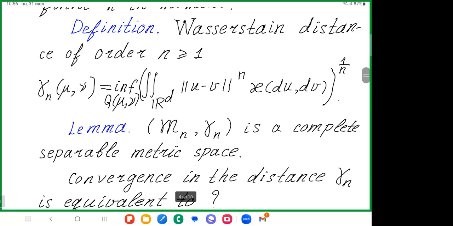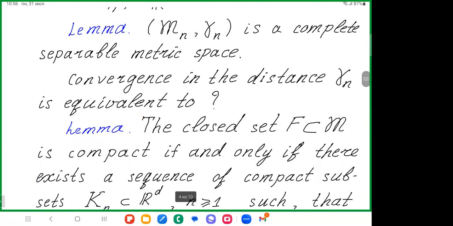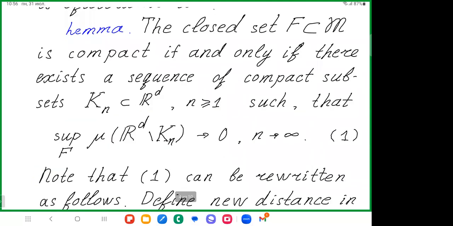So here is the answer. For example, in the case of gamma_0, you know the well-known Prokhorov theorem: a closed set F in M is compact if and only if there exists a sequence of compact subsets K_n such that, uniformly over this family F, mu of the difference R^d minus K_n, what remains outside of K_n, tends to 0.